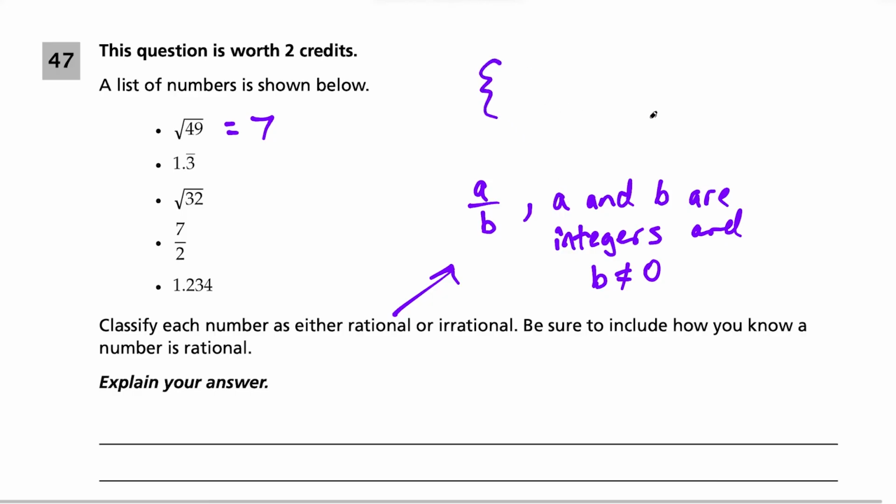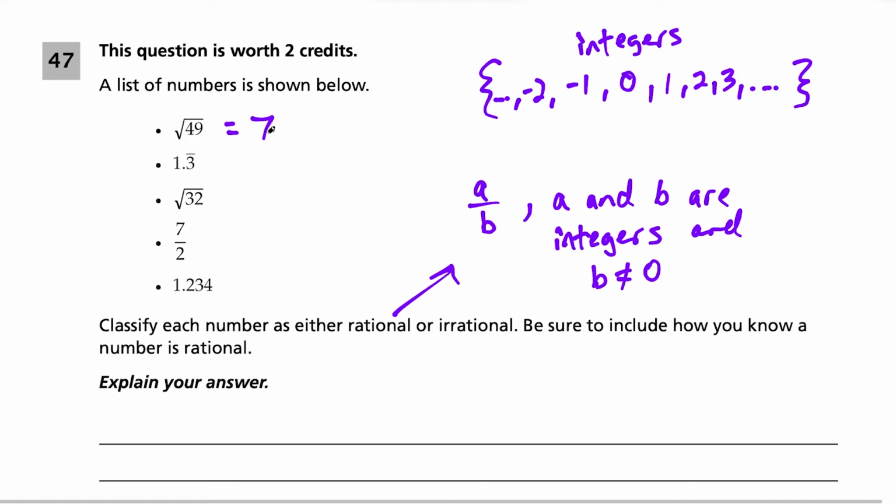And just in case you're not sure what I mean by integers, the integers are the whole numbers, including 0 and the negatives. So that would be 0, 1, 2, 3, and if I just keep counting this way, and also if I count backwards, -1, -2, -3, and so on. Okay, so this is the set of integers. So if I look at something like 7, I could say 7 divided by 1, and 7 and 1 are both integers. So this is definitely rational.